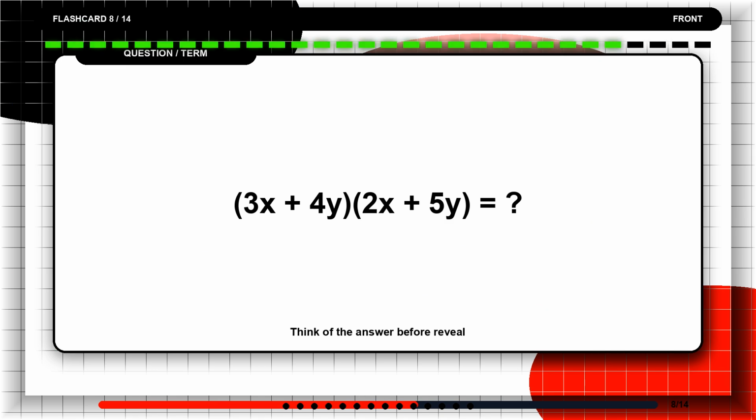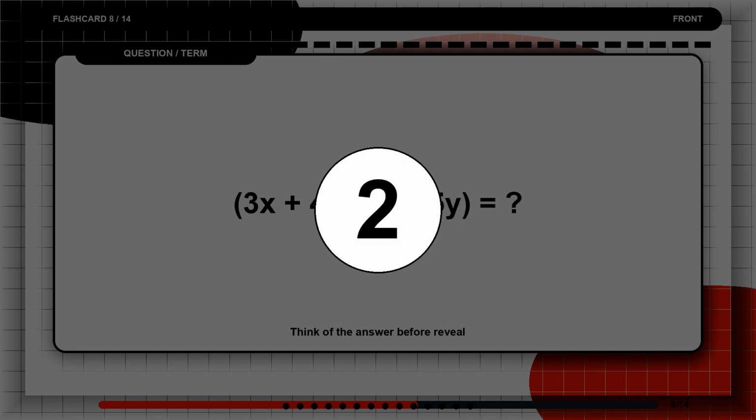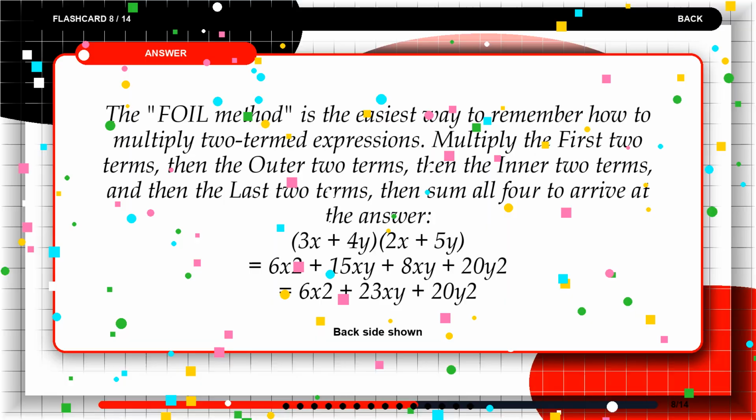Flashcard 8. 3x plus 4y times 2x plus 5y equals? Pause and think of the answer before the reveal. The answer is: the FOIL method is the easiest way to remember how to multiply two-termed expressions.